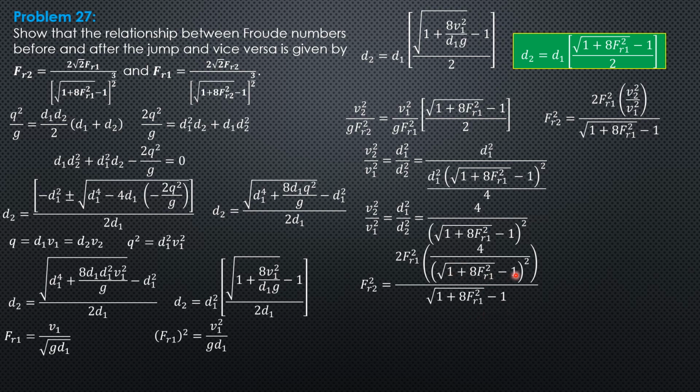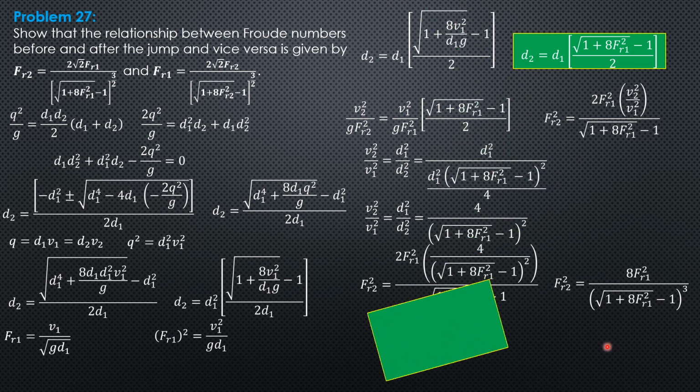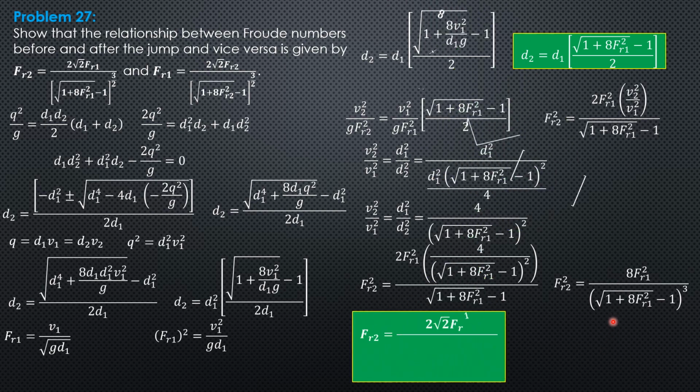So take note that this and this are like terms. So we have fr2 square equals 8 fr1 square all over quantity square root of 1 plus 8 fr1 square minus 1 cube. So fr2 square equals 8 fr1 square all over quantity square root of 1 plus 8 fr1 square minus 1 cube, because this is square and this is raised to 1. Finally, fr2 is, by extracting square root, 8 becomes 2 square root of 2, fr1 over quantity square root of 1 plus 8 fr1 square minus 1 to the 3 halves.